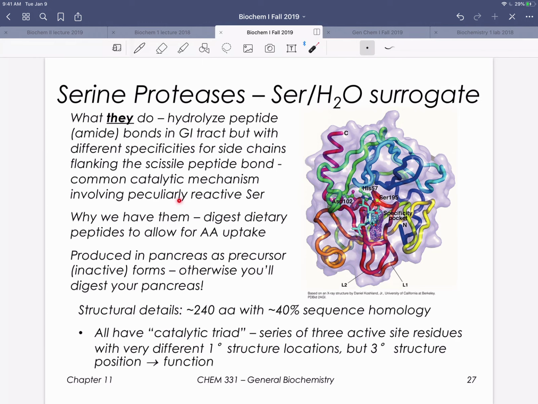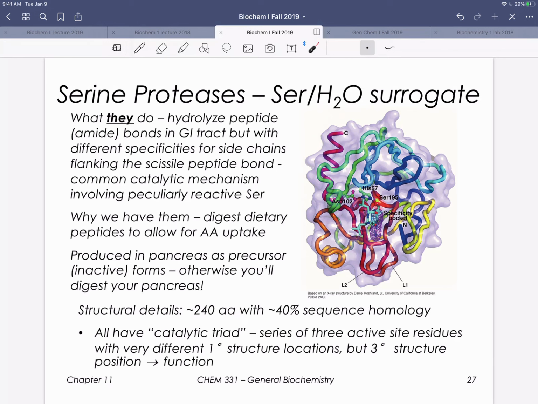So again, why do we have these different enzymes, right? These are going to be secreted by your pancreas, and they're going to facilitate the digestion of dietary peptides because only those monomeric amino acids can be taken up out of your GI tract and into your bloodstream. So again, all of these enzymes are produced in your pancreas. We'll talk about the importance of producing them in an inactive form. Your pancreas is made out of protein, so you do not want to be making an active protease in your pancreas, otherwise you're going to digest it.